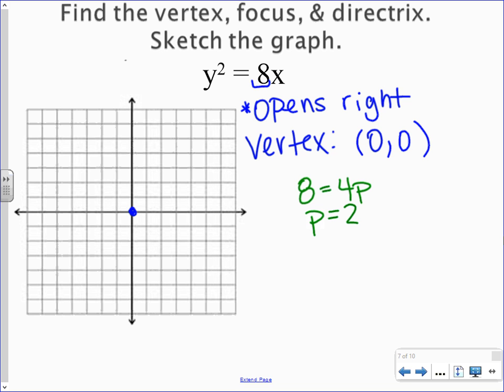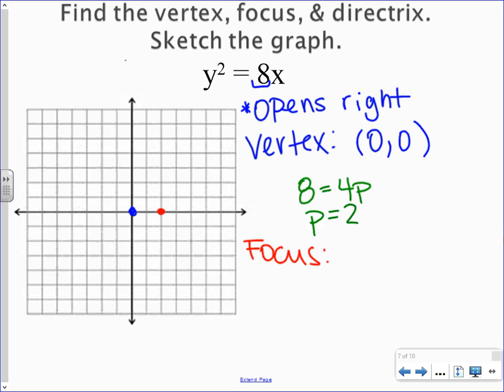Okay, so we just figured out that our p value was 2. So we are going to plot the focus. I'll plot the focus in red. Which direction do we need to move? Point. Which direction do we need to move for our focus to be inside the parabola? Point. Thank you, Gabe. Gabe's pointing. So from the vertex, we're going to go 1, 2. That's our focus.